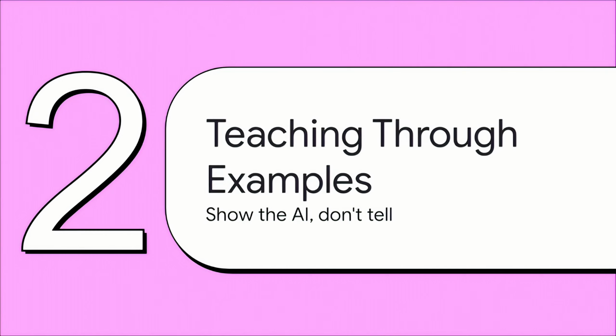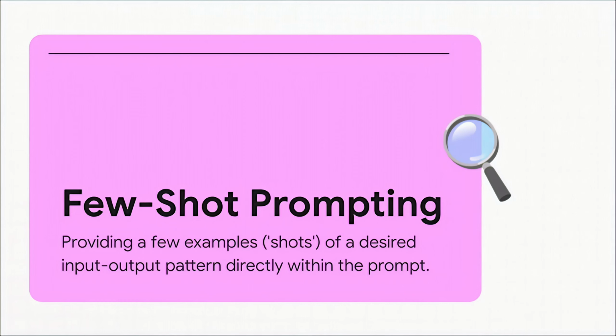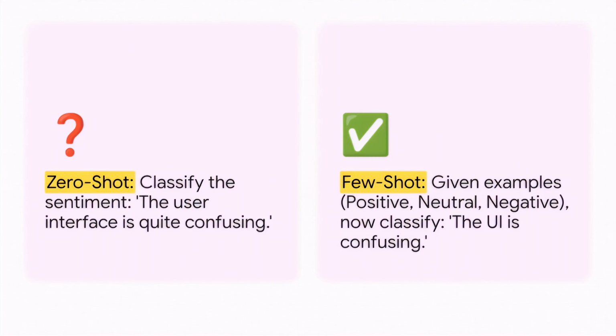So now that we know how to tell the AI what to do, let's take it a step further. It's time to start showing it what we want. In this section, we're basically putting on our teacher hats and guiding the model by giving it some examples to learn from. The technique for this is called few-shot prompting, and the idea is pretty simple. Instead of just describing what you want, you give the AI a few examples, or shots, of the exact input and output pattern you're looking for. This is how you teach it your specific style or the structure you need and get much, much more consistent results. Let's see it in action.